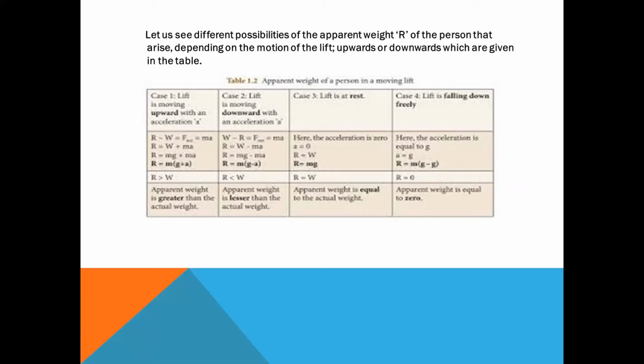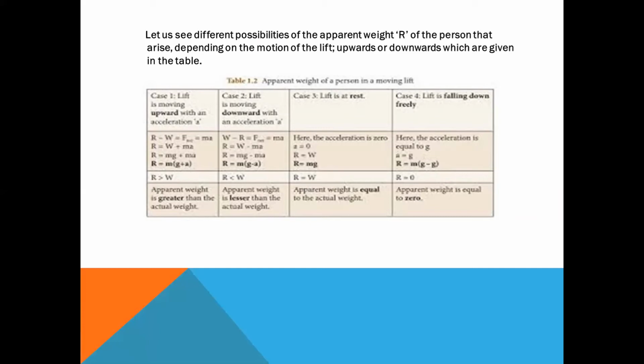Lift is moving downward with an acceleration A in the second case. So W minus R is equal to F net, which is equal to MA. R is equal to W minus MA. R is equal to MG minus MA. R is equal to M into G minus A. Or R is lesser than W. Apparent weight is lesser than the actual weight.